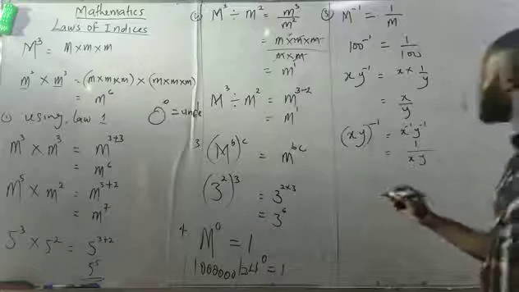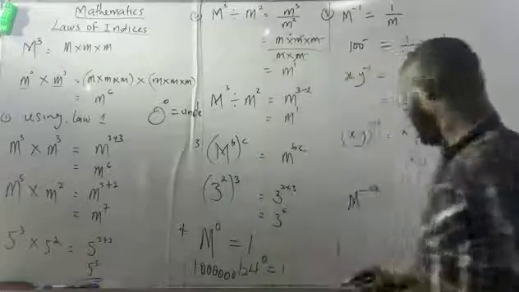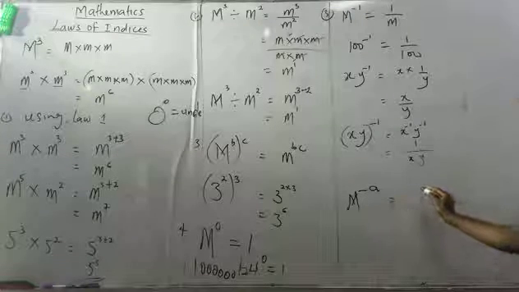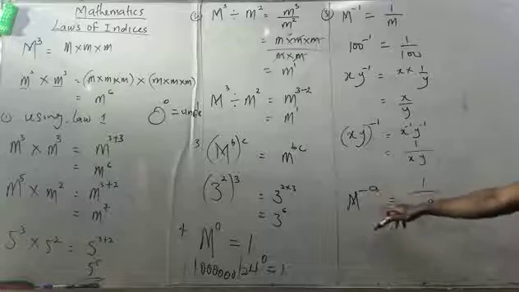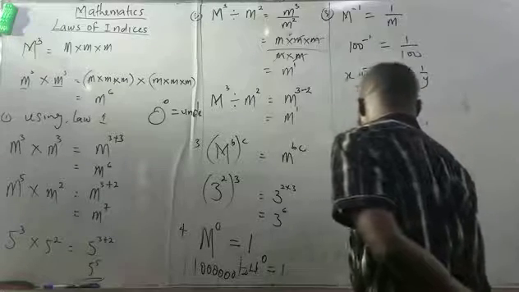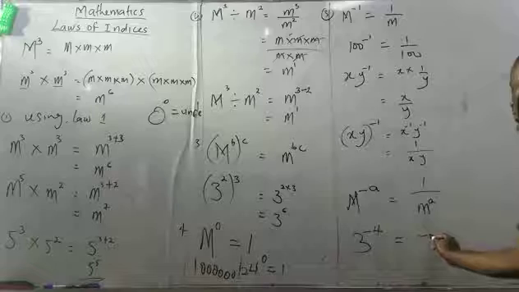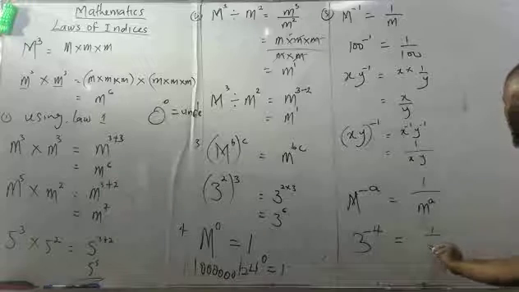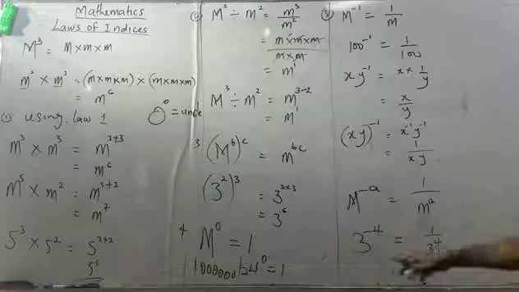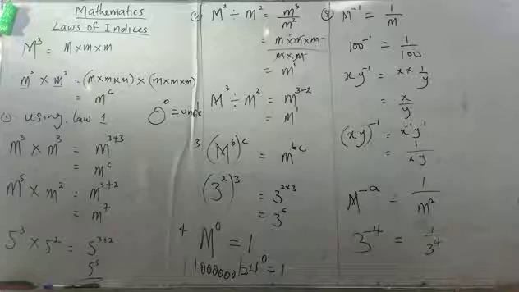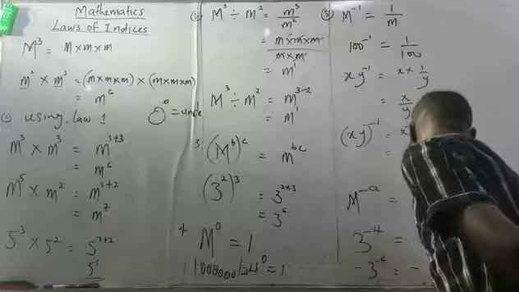Another thing you need to know is that if I have m raised to power minus a, it is an inverse. This will give us 1 all over m raised to power a. Take note of this: the power goes down. For instance, I have 3 raised to power minus 4. My answer will be 1 all over 3 raised to power 4. Now, mind you, if I have a minus in front, the number still remains minus. For instance, minus 3 raised to power minus 4. My answer will be minus 1 all over 3 raised to power 4.